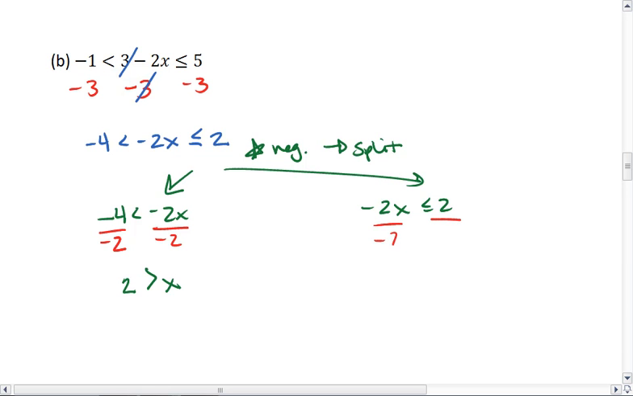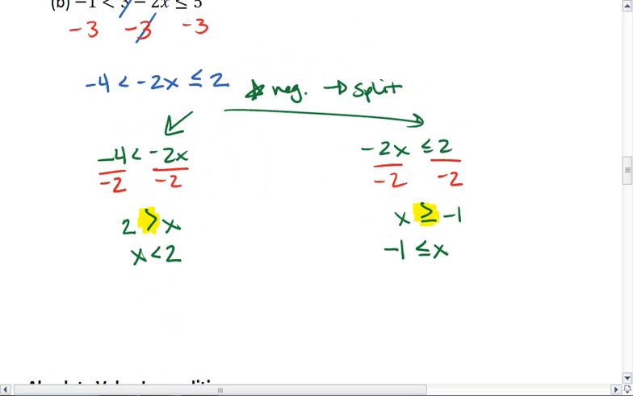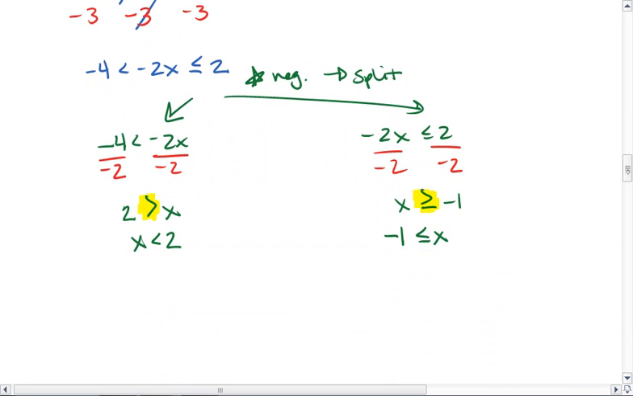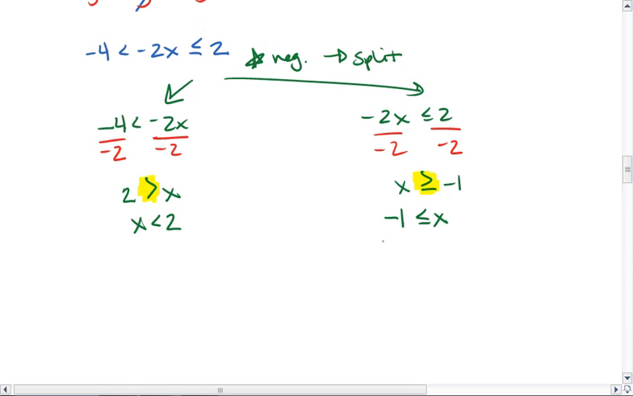Again, divide by negative 2. I want to flip my inequality sign. I get x is greater than or equal to negative 1. Now remember what I said, it's easier when you're trying to pull things back together to change these signs to be less than. So I'm going to rewrite this as x is less than 2. Negative 1 is less than or equal to x. Which tells me that I'm going to use negative 1 less than or equal to x less than 2.